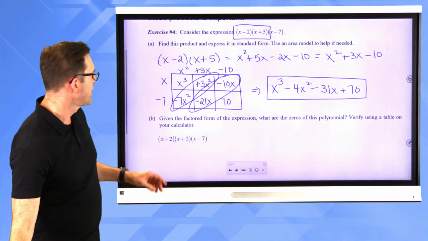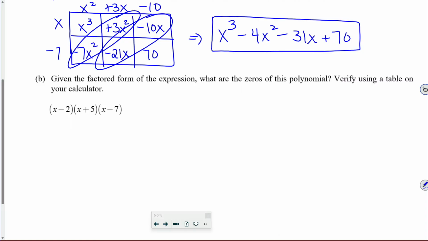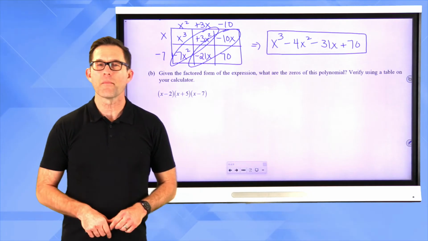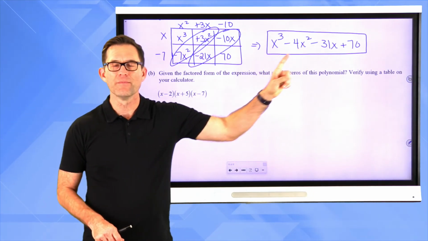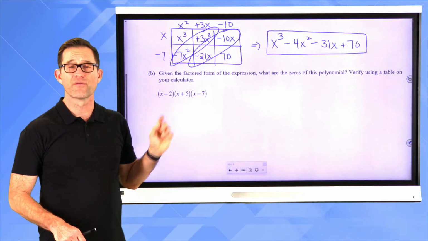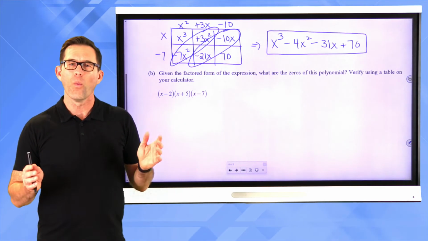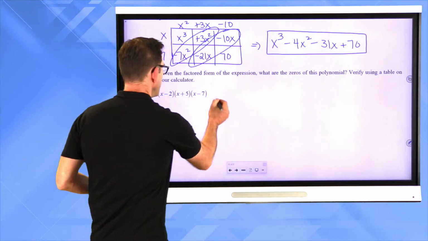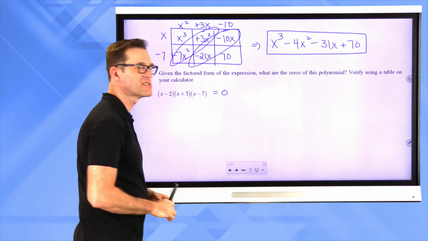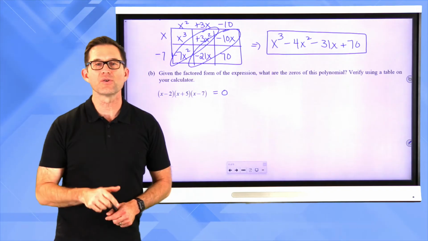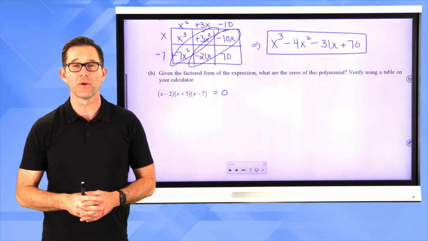Now let's take a look at letter B. Given the factored form of the expression, what are the zeros of this polynomial? Verify using a table on your calculator. Okay, so remember, this polynomial and this factored form of it are the same. They're algebraically equivalent. What are the zeros, right? What values of x make that 0? Use the zero product law to very quickly tell me what those are.